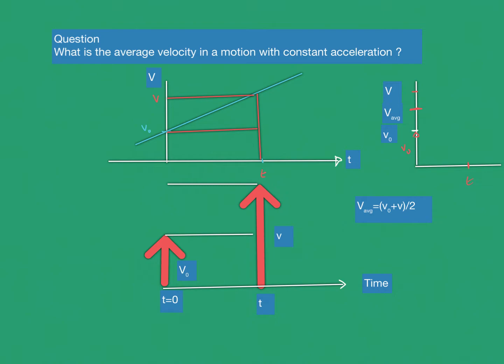So now a question. What is the average velocity in a motion with constant acceleration? What does the average velocity mean? You are moving with velocity v0. You finally will end with velocity v because the velocity is increasing. Between v0 and v, is there any velocity that represents the average?